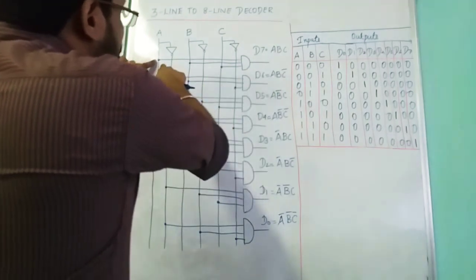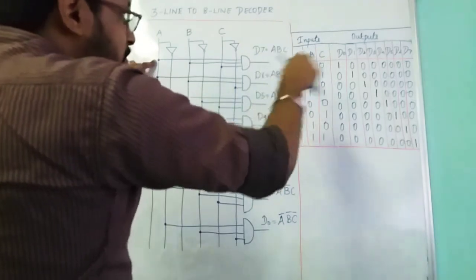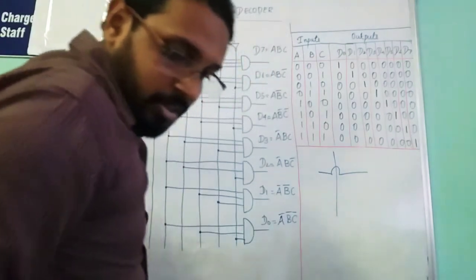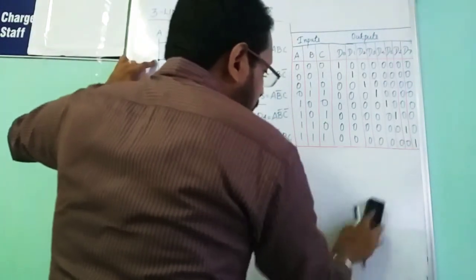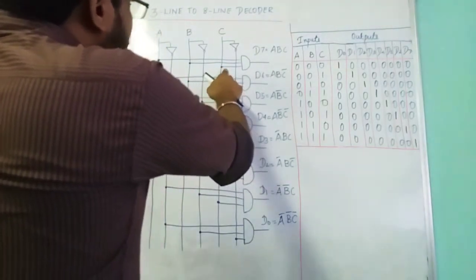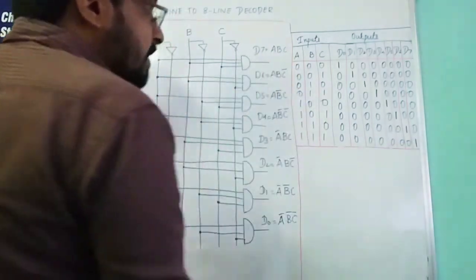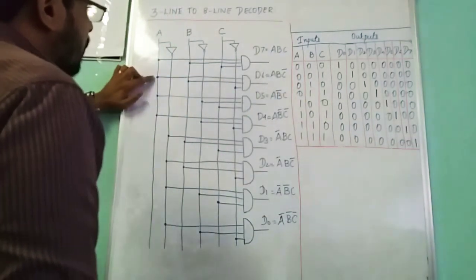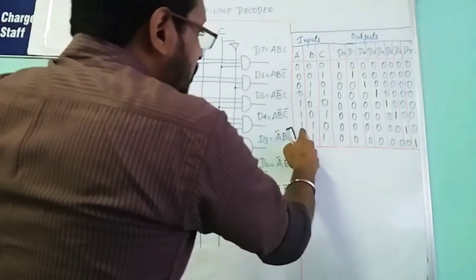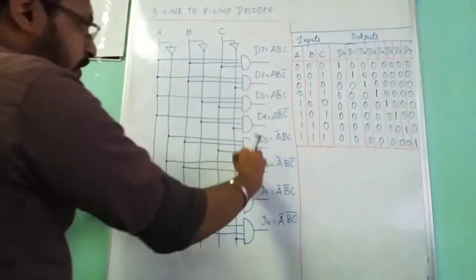So A, B, C. You can also go for the other case like this, if you want, but this is also possible, as I told in the earlier classes. A, B, and C. When all three are positive, that is 1, 1, 1, D7 is positive, so D7 is equal to ABC. Next one is A, B, C bar. A, B, C bar stands for D6, so D6 is A, B, C bar. Like that, we construct all these cases.